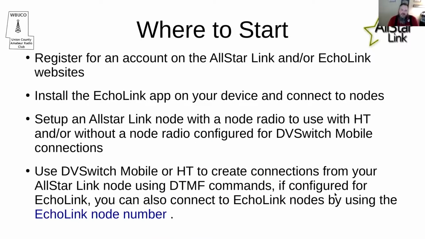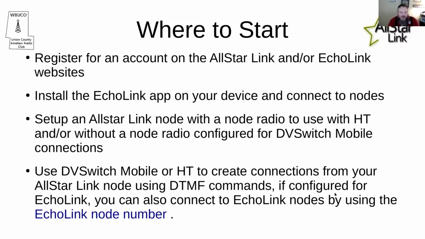So where to start? Register for an account on the Allstar Link website and/or the Echolink website. If you do Echolink, download and install the Echolink app on your device, check your audio level settings, and then connect to some Echolink nodes and make some contacts.